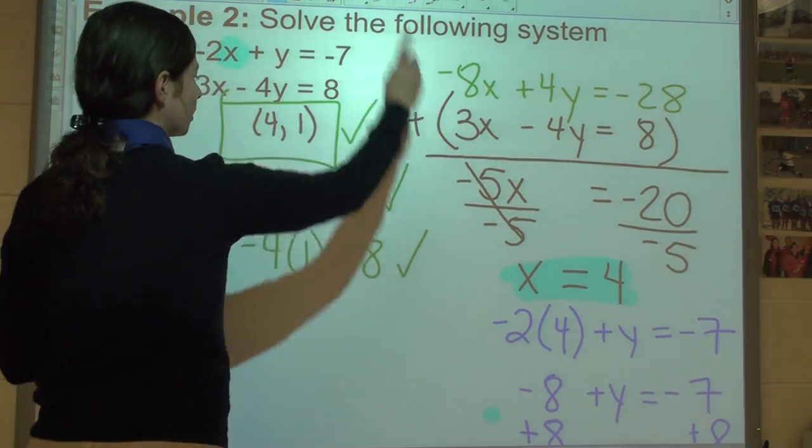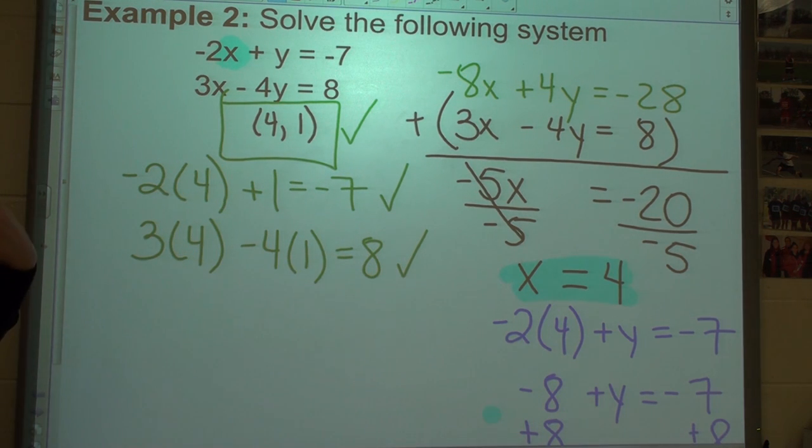Maybe put a little check mark to show my teacher that I actually remembered to go back and check it. And I can move on to the next problem.